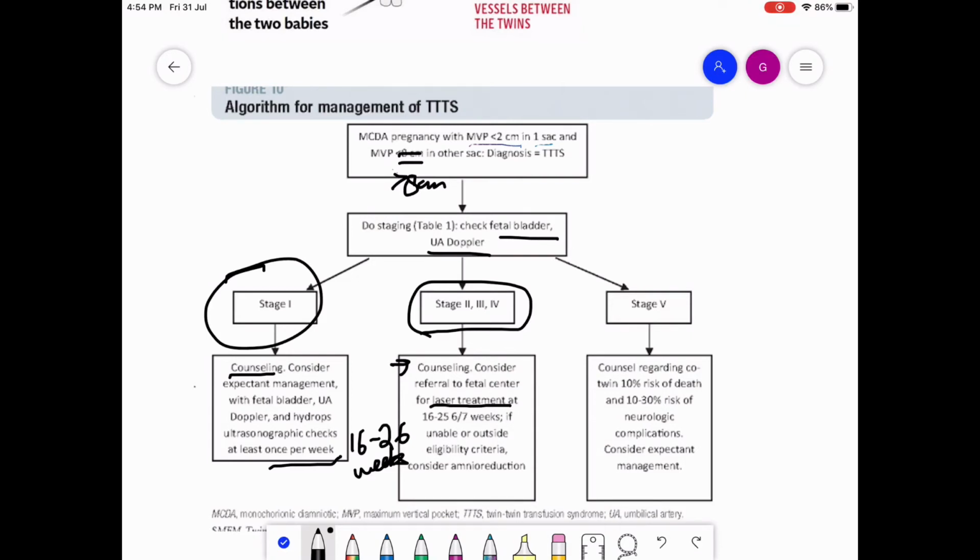Consider, for example, if laser treatment does not work, then you have to do the amnio reduction, as discussed earlier, that you will reduce the amniotic fluid. Now it's stage 5. For example, in stage 5 one of the fetuses was dying or was dead. So now you are going to counsel regarding co-twin 10% risk of death and 10 to 30% risk of neurologic complications. Consider expectant management.